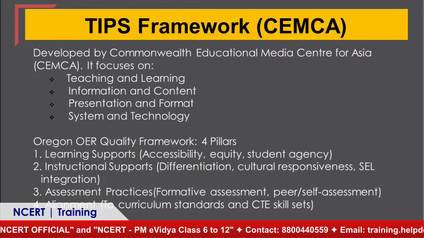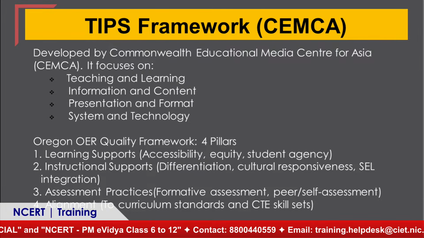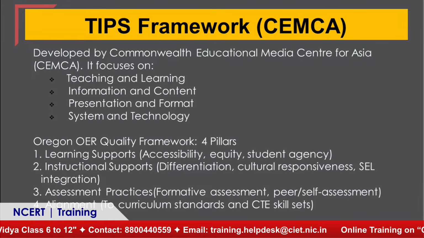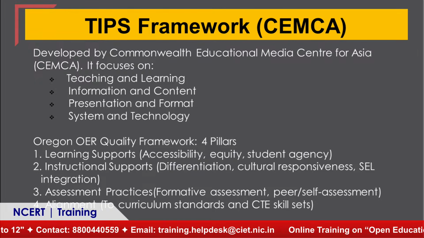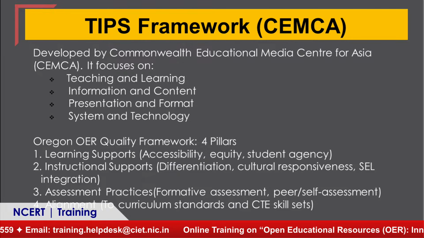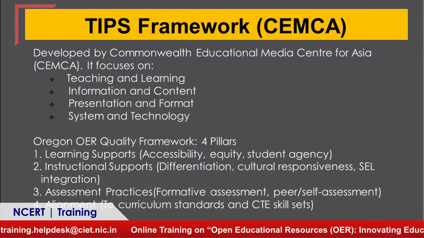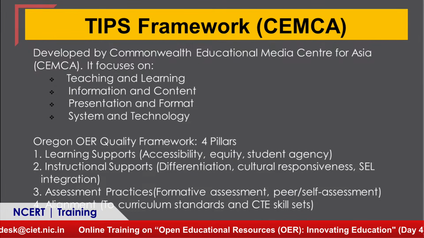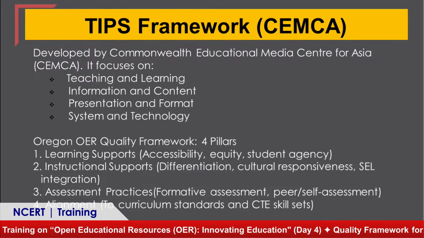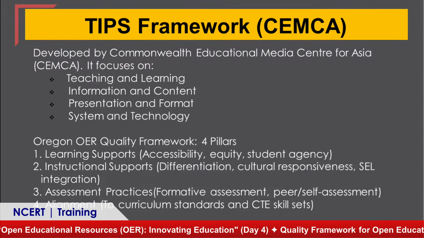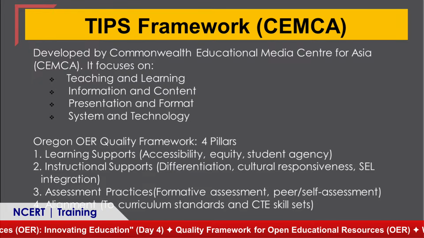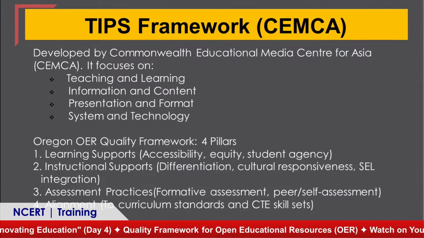So, just for the summary, right now we can see on the screen that there are 4 major points in this particular framework. The first dimension or aspect is the teaching and learning process. That means how we can achieve the quality of open educational resources in the area of teaching learning process. Then the second point, which is also very important, is content or information. That means the quality should be maintained in terms of the content which is there in the resource, that means the open educational resource.